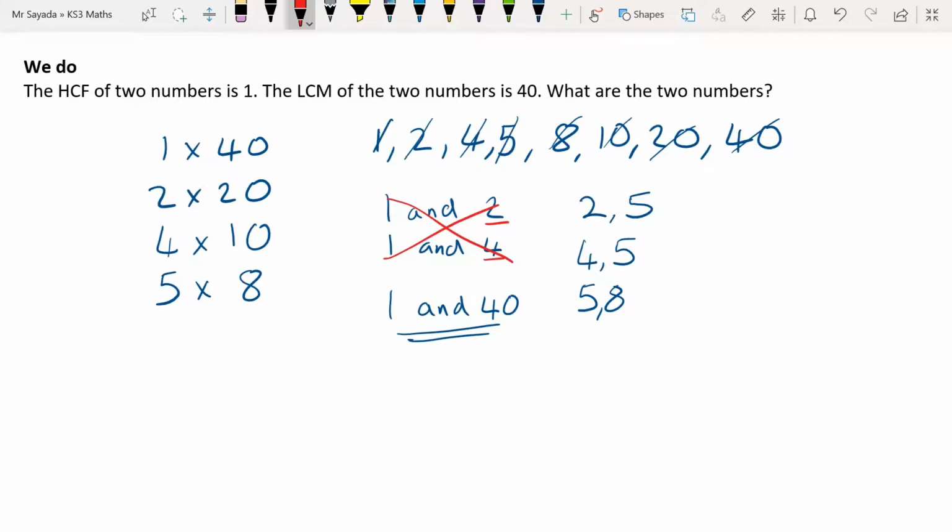You should have now worked out that the lowest common multiple of 2 and 5 is 10. So therefore, that's not right. Could you now work out what the lowest common multiple of 4 and 5 is? Pause the video while you do that.